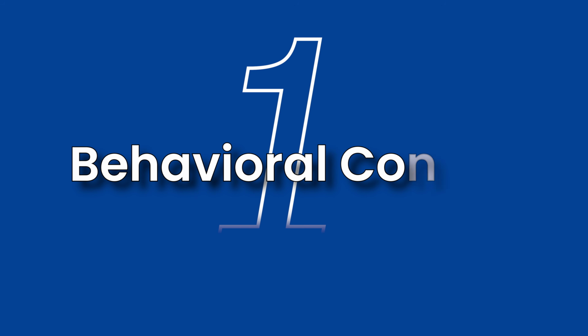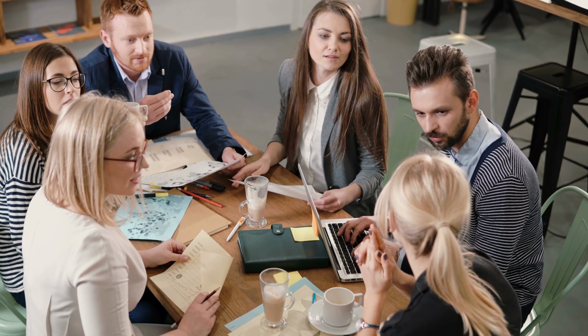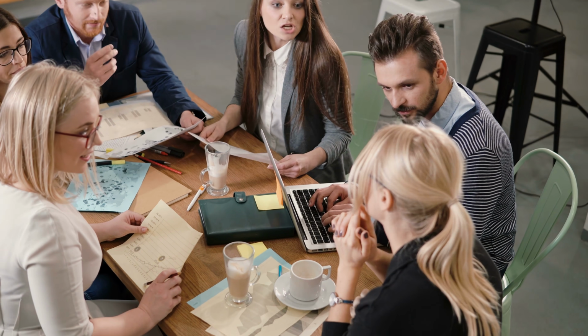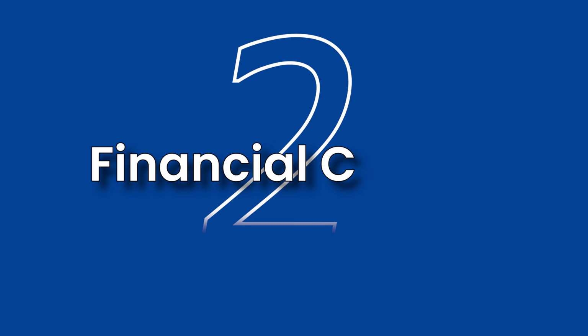The IRS uses three main factors to help determine whether a worker is an employee or an independent contractor. Number one, behavioral control. If you control how and when the worker performs tasks, then they're likely an employee. Contractors, on the other hand, typically have more freedom over their work schedules and the methods on how they actually do the work. Number two, financial control.